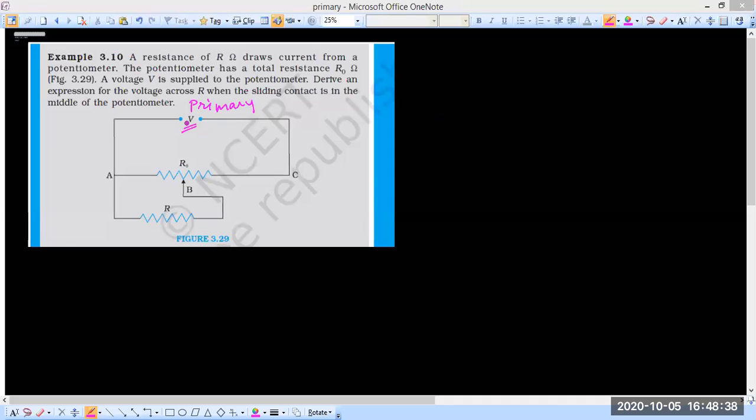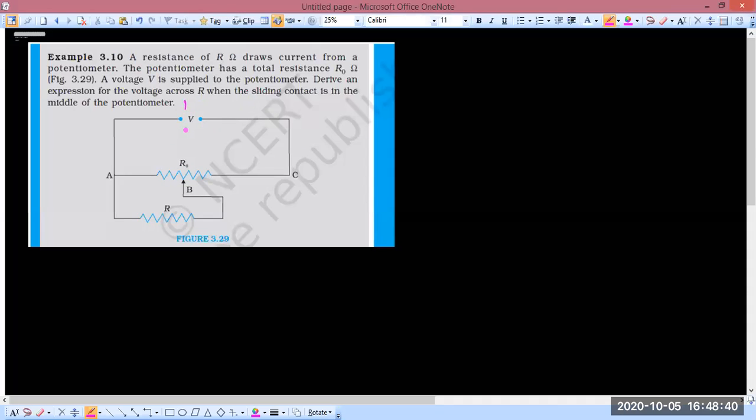Clear? So here what you can do is, instead of this V, you can just think of it like a battery of voltage V, right? That will do. Okay, no internal resistance, nothing. So potentiometer wire or everything in the potentiometer has total resistance R0. Okay, so this whole thing has resistance R0. Clear? A voltage V is supplied to potentiometer. Okay, derive an expression for the voltage across R.